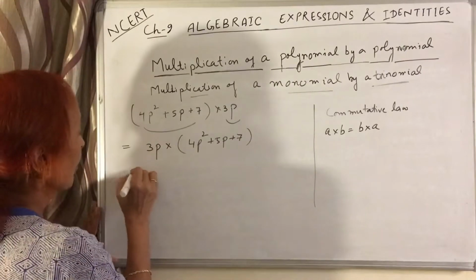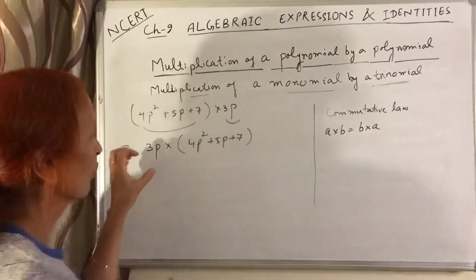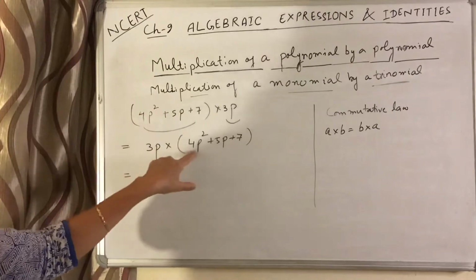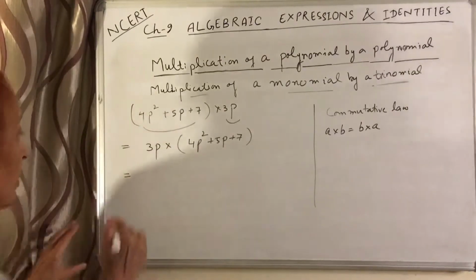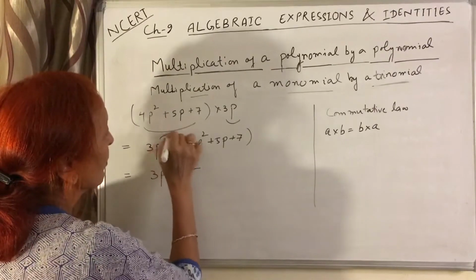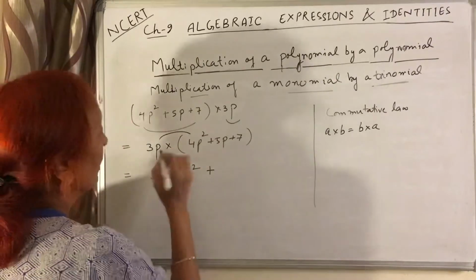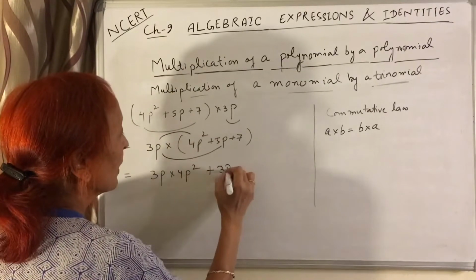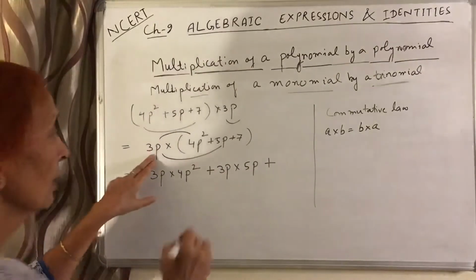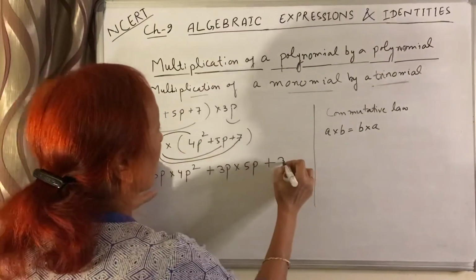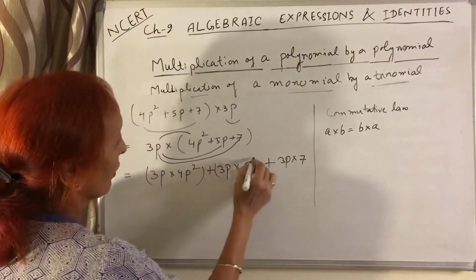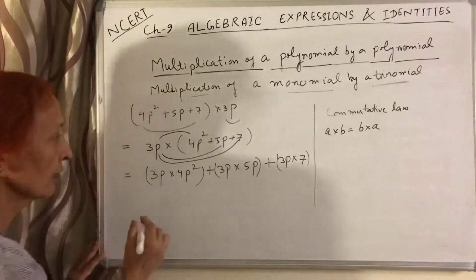So I can interchange so that I can apply the distributive law here. According to the distributive law, you have to multiply the term of the monomial, which is only one term, by each and every term of this trinomial. So this is 3p into 4p square, first term we will multiply, then the plus sign, then the second term 3p into 5p, and then the plus sign, then the third term 3p into 7. We can put these in brackets to avoid any confusion.